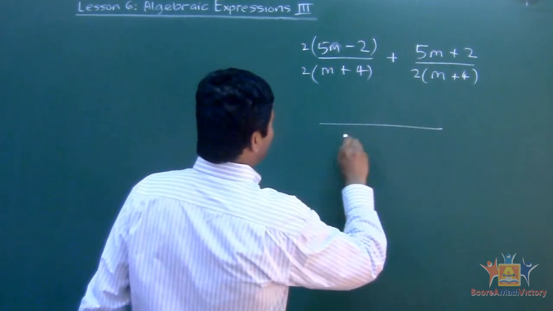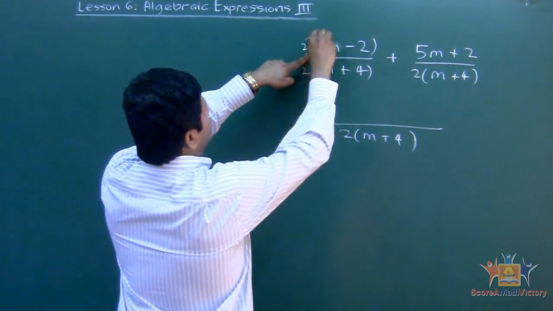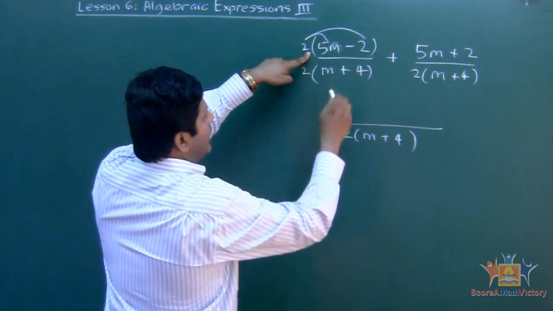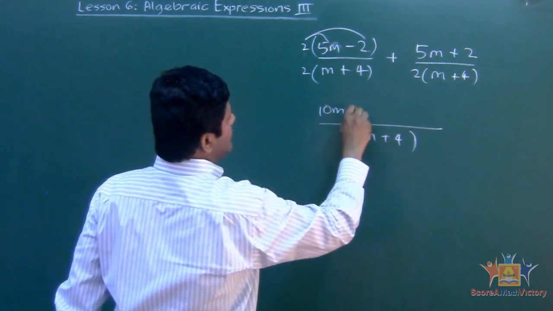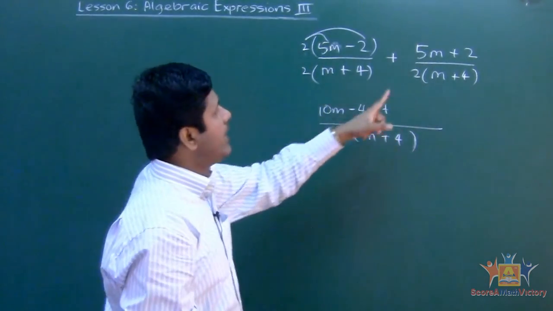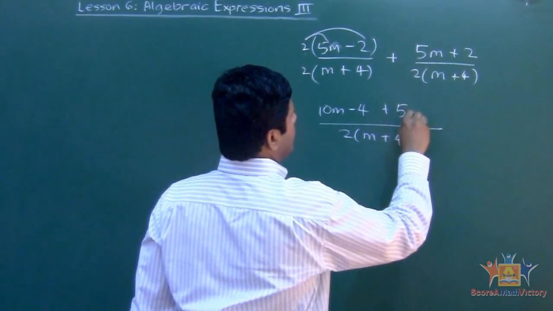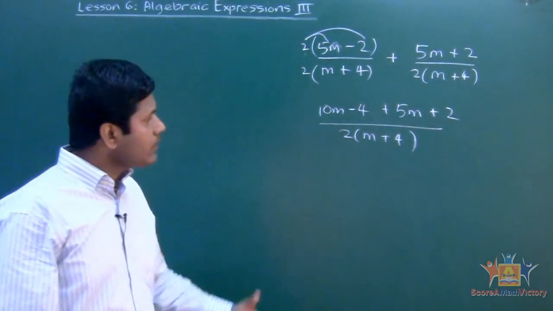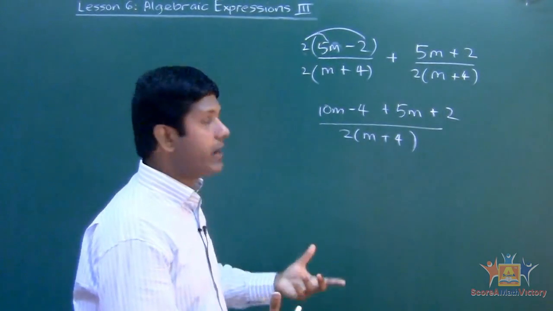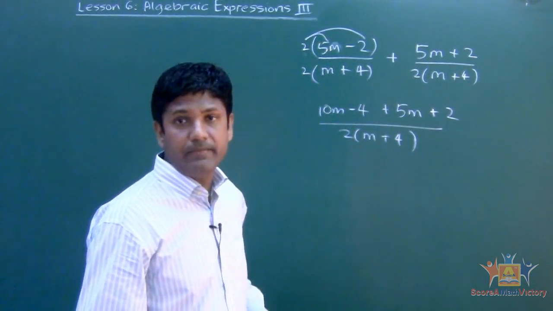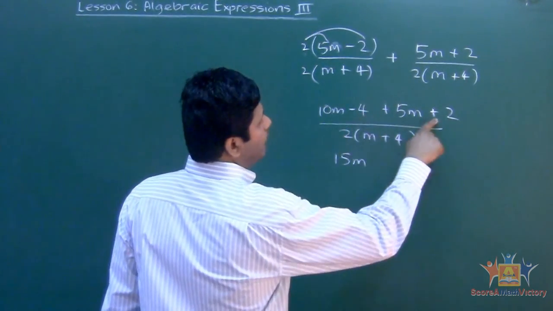Now I can say, okay, 2m plus 4. All right, open the bracket. You use the shooting arrow method. 2 times 5, 10m. 2 times negative 2 is negative 4. Plus, because it's plus, I'm just going to rewrite 5m plus 2. All right, so 5m plus 2. Now I can combine them according to the families or terms. All right, so 10m plus 5m, 15m. Okay, so 15m, negative 4 plus 2.